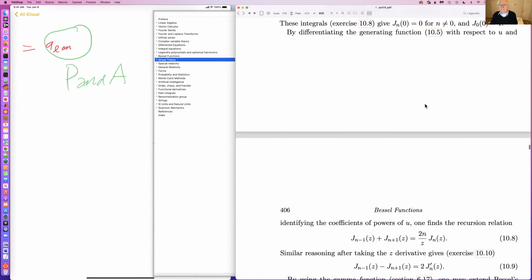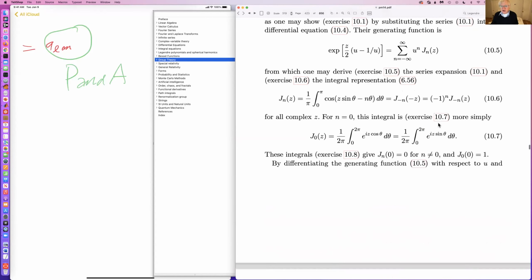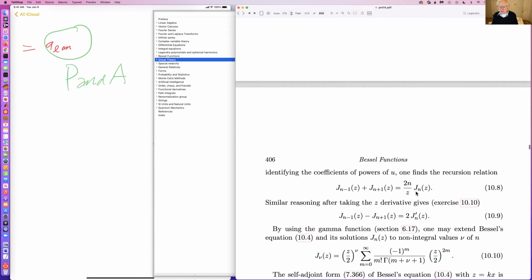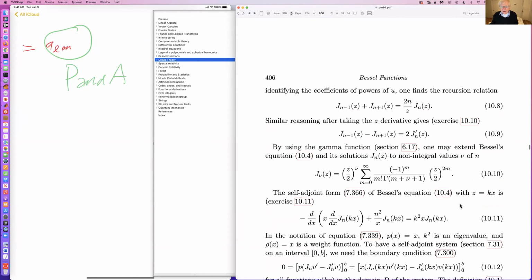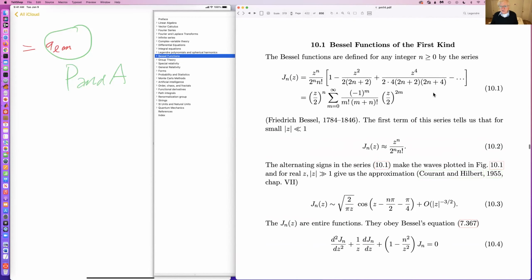Anyway, if you differentiate the generating function with respect to u, remember the generating function is this magic equation here, and you identify coefficients of powers of u, you get these recursion relations. And now the original definition, of course, of Bessel's function was this power series expansion involving m factorial and n factorial.